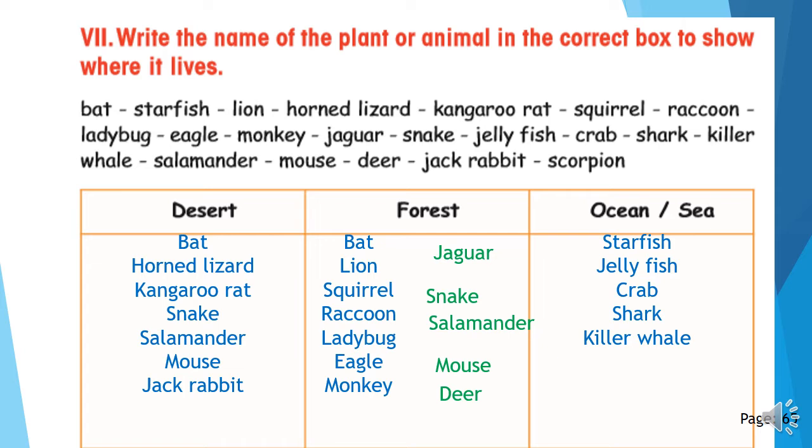The last example we have is scorpion. Where does scorpion live? Also in both ecosystems, in desert and in forest ecosystem. I hope you understand this well. If you have any animal you don't know, you can search it and you can see the shape. Now let us move to the next exercise.